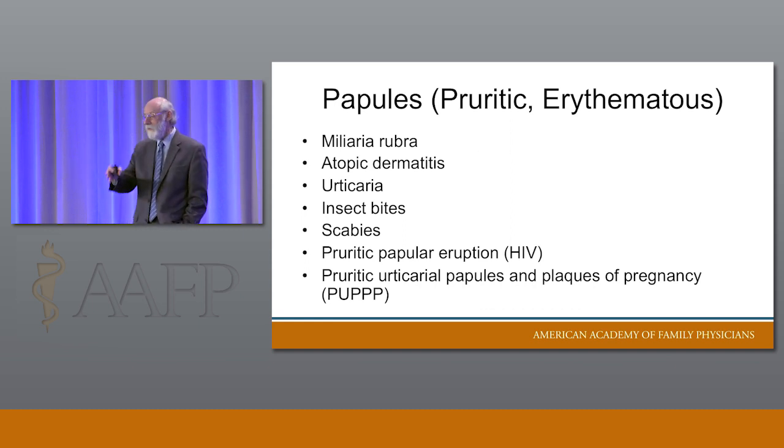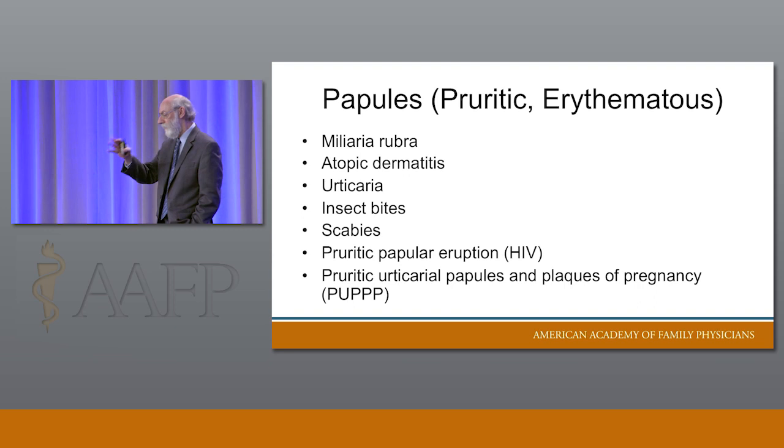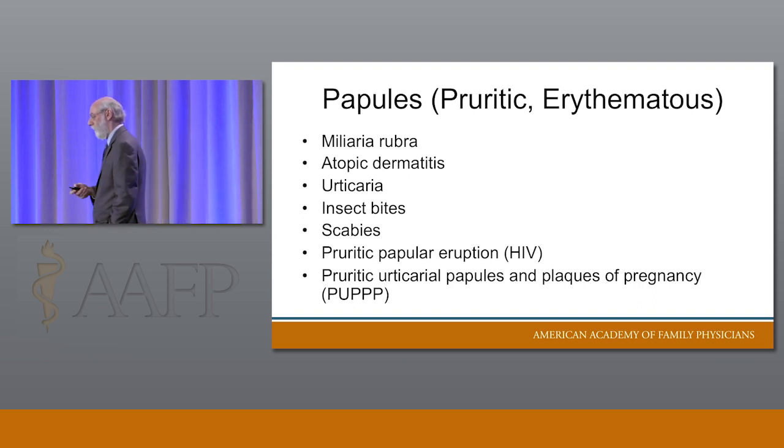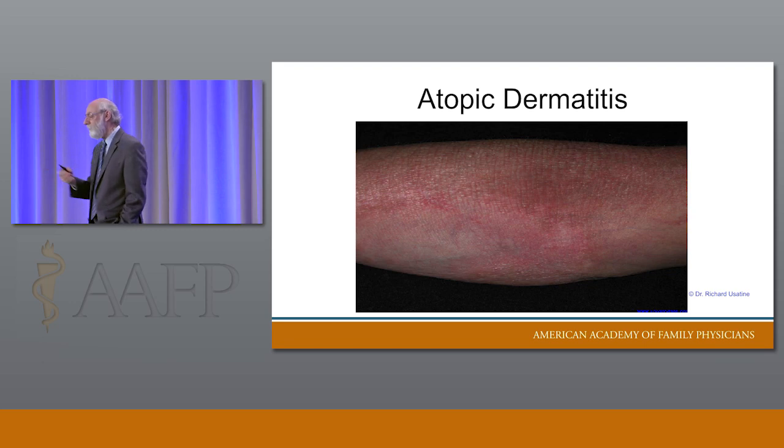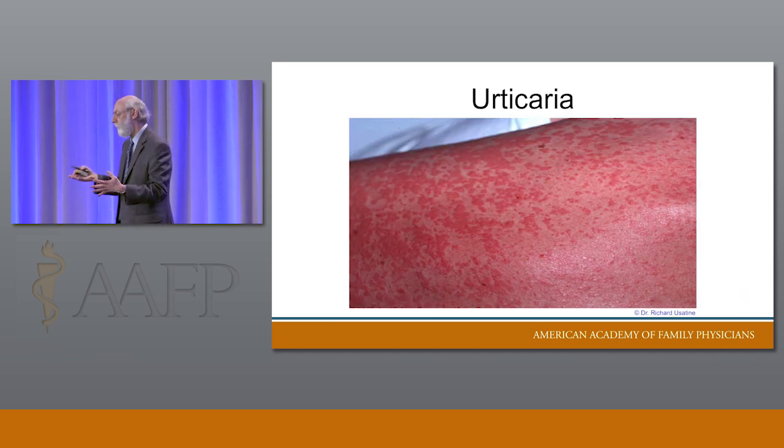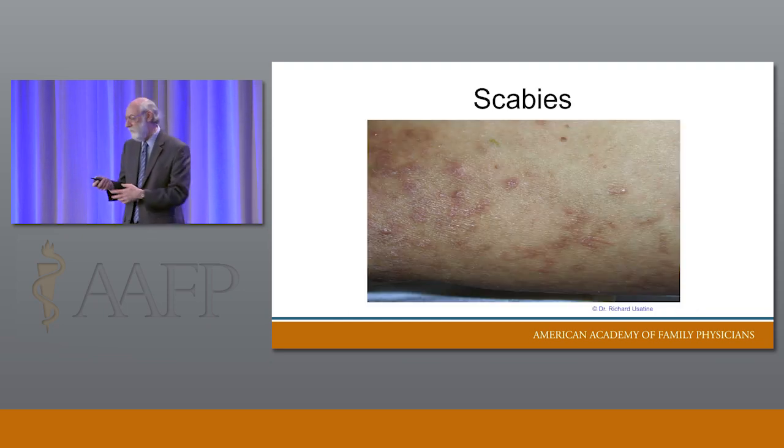Papules, particularly pruritic papules. We see that in miliaria, atopic dermatitis, urticaria to a certain extent. Insect bites, scabies, the eruption in HIV, the PUPPP that we see in pregnancy. Here is atopic dermatitis. This is on flexor surfaces, so the opposite of psoriasis, which is on extensor surfaces. Urticaria, hives, sometimes may look more papular than this. Scabies is what our patient has.